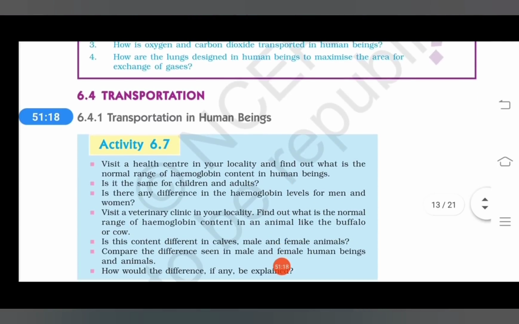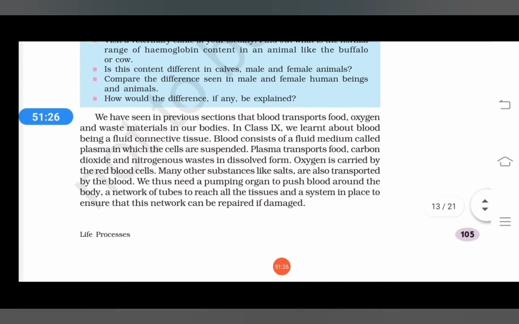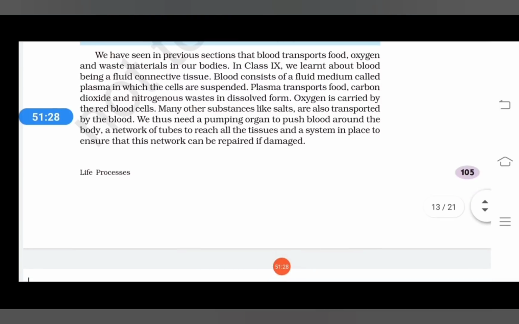Next comes the transportation. So how does transportation in human beings take place? We have already discussed that transportation means the food and other material has to be taken all over the body. We have seen in the previous section that the blood transports food, oxygen and waste material in our bodies. We learnt about blood being a fluid connective tissue.